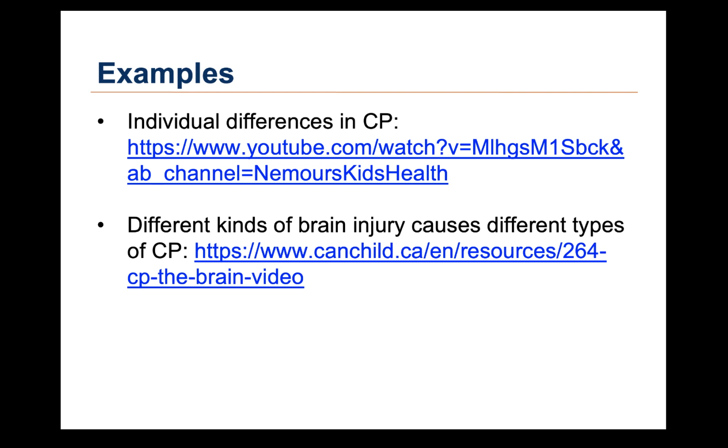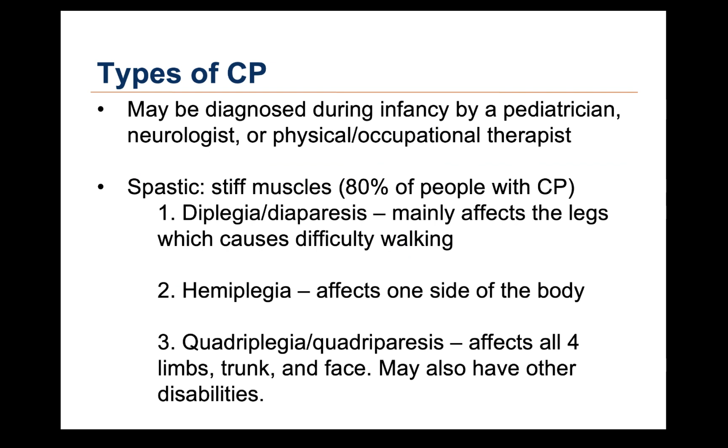I have posted 2 videos that provide additional information about CP and show how diverse the children are that are affected by CP. The second video provides a lot of information about how specific types of brain damage are associated with the different types of CP, which we'll talk about in the next few slides. You will need to watch these videos for the quiz. CP may be diagnosed by a pediatrician, neurologist, or physical or occupational therapist. We will discuss 4 types of CP.